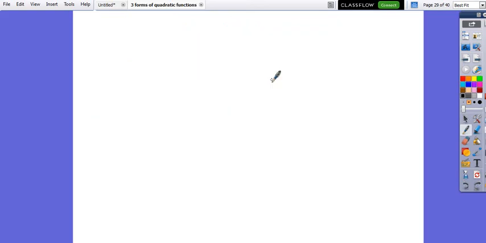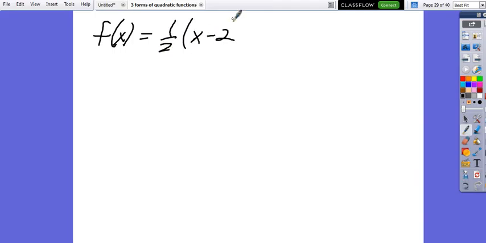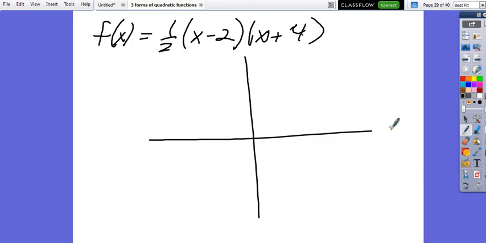Okay, so our function again was 1/2 times x minus 2 times x plus 4. And you should have all of the other aspects of this, the important material, in your notes. So now we're just going to graph it. Now, we used to always graph the vertex first. But once you've found all this information, it doesn't matter what you graph first. However, it is important that you put your axis of symmetry through the vertex.